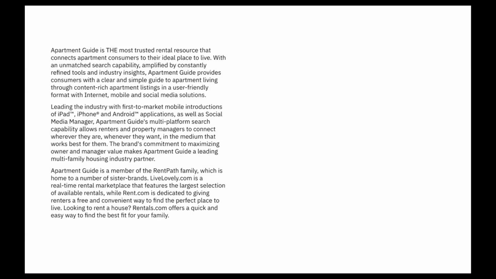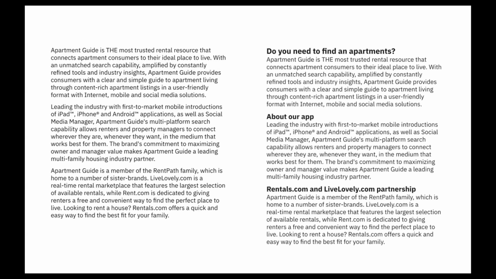So for example, I have this content here. We just have a bunch of text on the left-hand side, couple paragraphs, and it's kind of difficult to scan and find what I'm looking for. So for example, what if I just wanted to learn about the rentals.com and livelovely.com partnership? I'm going to have to scan the paragraphs or read everything just to find what I'm looking for. However, if we use descriptive headings, we're able to easily find the section of content that we want, so we can jump to what is relevant to us.